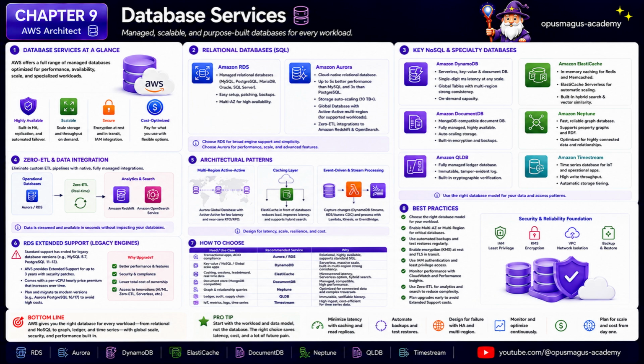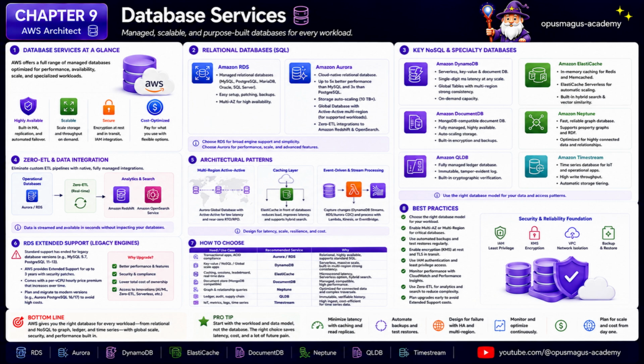DocumentDB is AWS's managed document database compatible with MongoDB-style workloads. It fits applications that naturally store JSON-like documents and need flexible schemas. It may be relevant for content systems, catalogs, user documents, and applications migrating from MongoDB-compatible models. It should not be chosen just because flexible schema sounds easy. Document databases still need indexing discipline, query design, backup strategy, and operational awareness.